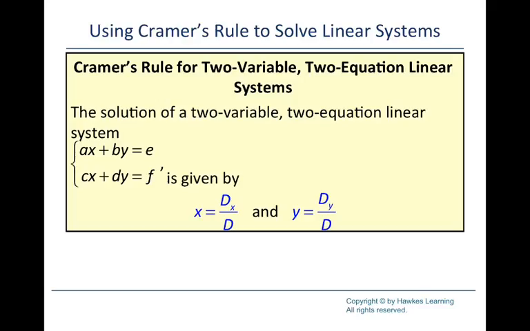Okay, Cramer's rule for a 2-variable, 2-equation linear system. Okay, so this is, again, Cramer's rule. When you have a 2-variable system, you have to get 3 determinants. One for the x variable, one for the y variable, and then what I call a coefficient determinant, which is your denominator. That's the one with just a D.